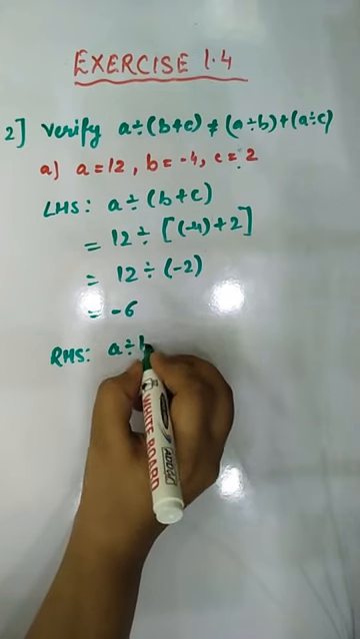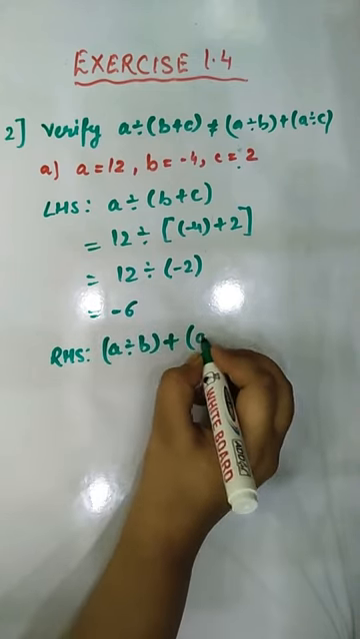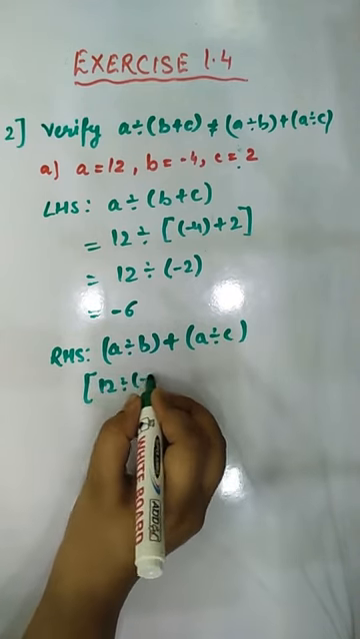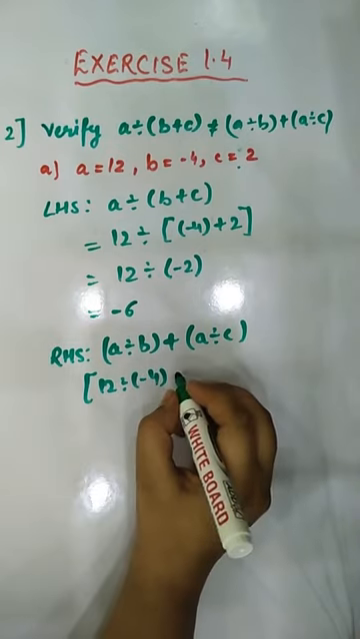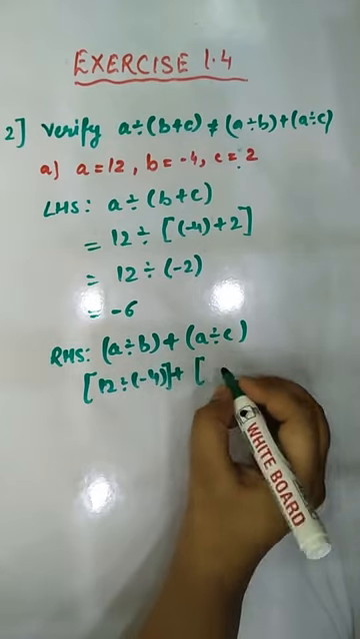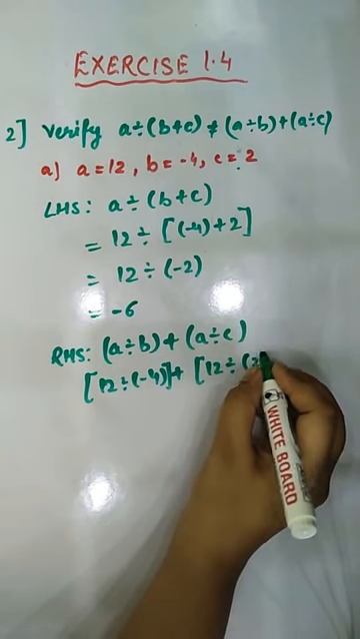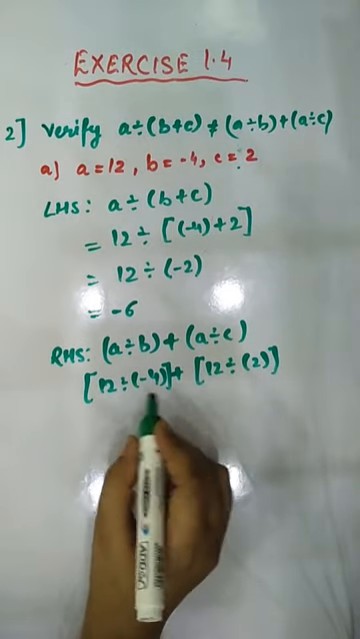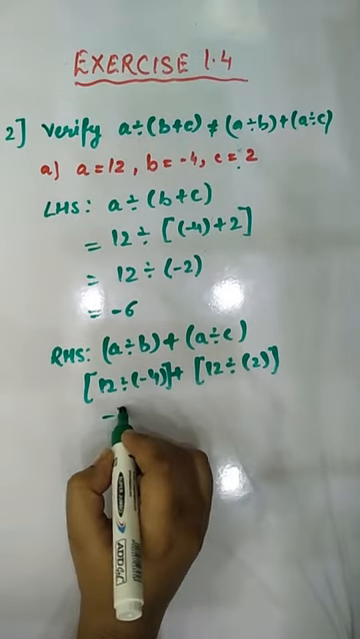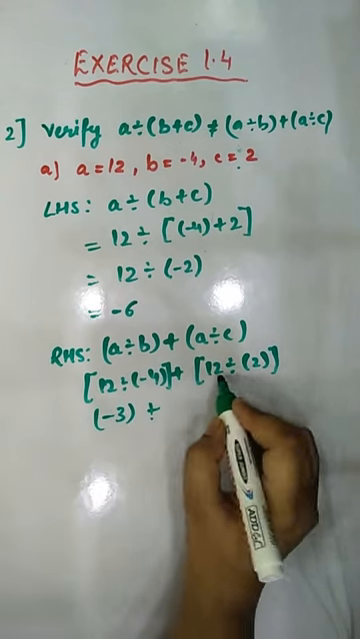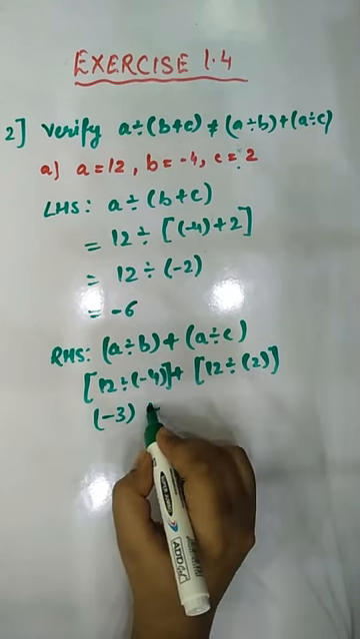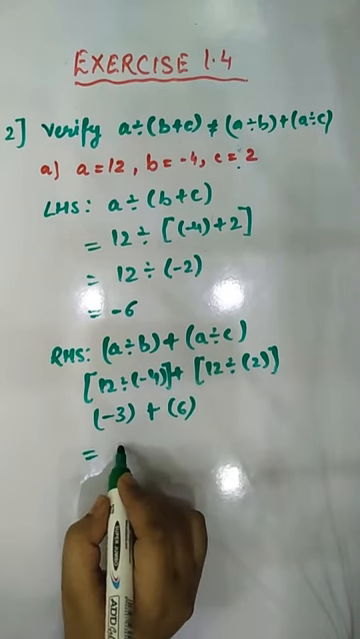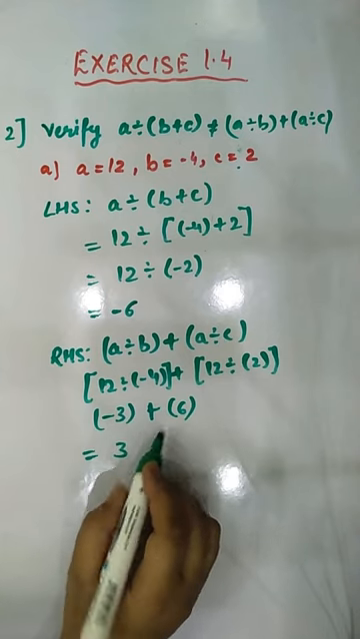Then RHS, let's solve RHS. RHS was a divided by b plus a divided by c. So a divided by b is how much? 12 divided by -4, plus 12 divided by 2. I am just putting the values, whatever value is given. So 12 divided by -4 is how much? -3, and plus 12 divided by 2 is how much? 6. So this will be how much? -3 plus 6 is +3.